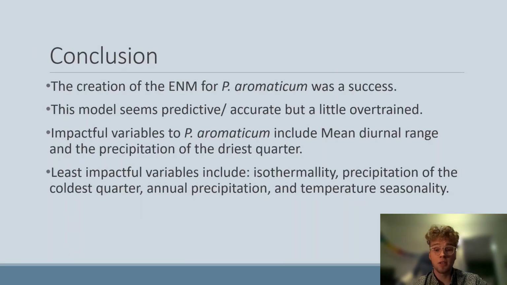So in conclusion, the creation of this model was very successful. This model seems to be somewhat predictive, but probably overtrained, and this overtraining is due to the resolution of Maxent. A lot of our occurrence data appears very clustered and close to each other, and Maxent can only see in 1 kilometer resolutions, and this can lead to overtraining of the model. Future work may involve fixing that overtraining, but more on that later. This project was also helpful to learn more about what climate variables impact Pediomelum aromaticum.